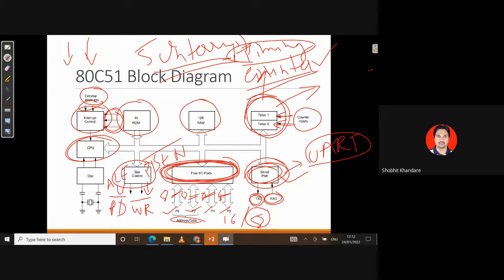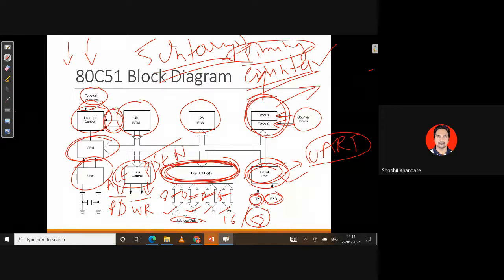Okay, and the other one is oscillator. Now oscillator is important. Can anyone of you tell me what is the function of oscillator? To produce clock pulses. Very good.